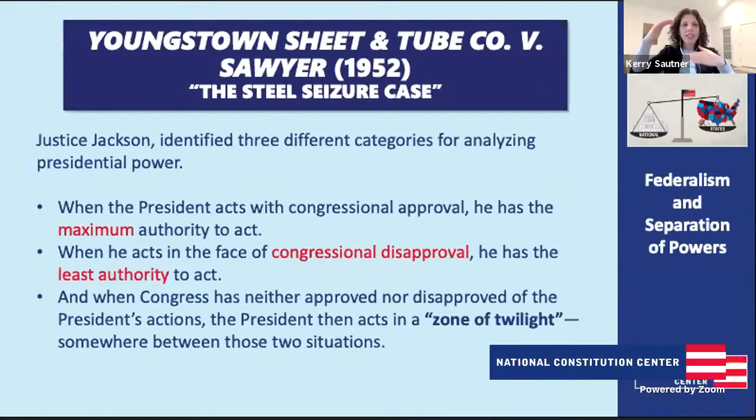So, and I love this kind of scale and measurement. Students, can you think about when the different branches are working together, they're at a maximum. When they're working at odds with each other, at the lowest, when we're looking at executive orders. And then when they're somewhere odd in between, you're in that zone of twilight.